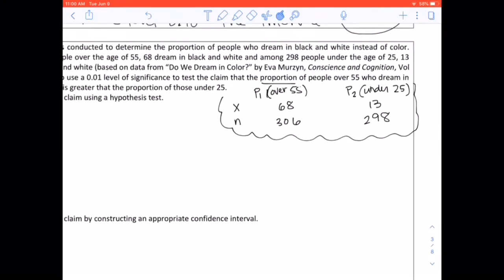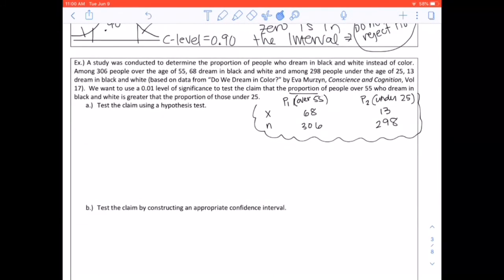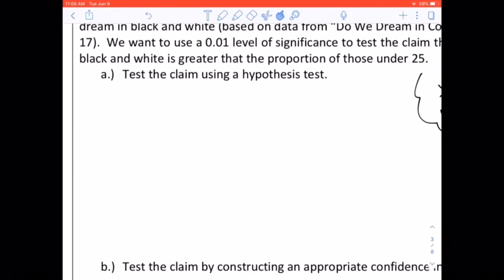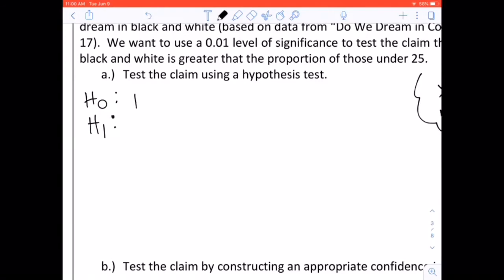So this is kind of an organization way to make sure you put the numbers in correctly on your calculator. A lot to read and a lot to take in. So first thing is we need to write down our null and our alternative hypotheses. So H0 and H1. The null is always going to be that those two proportions are equal to one another.